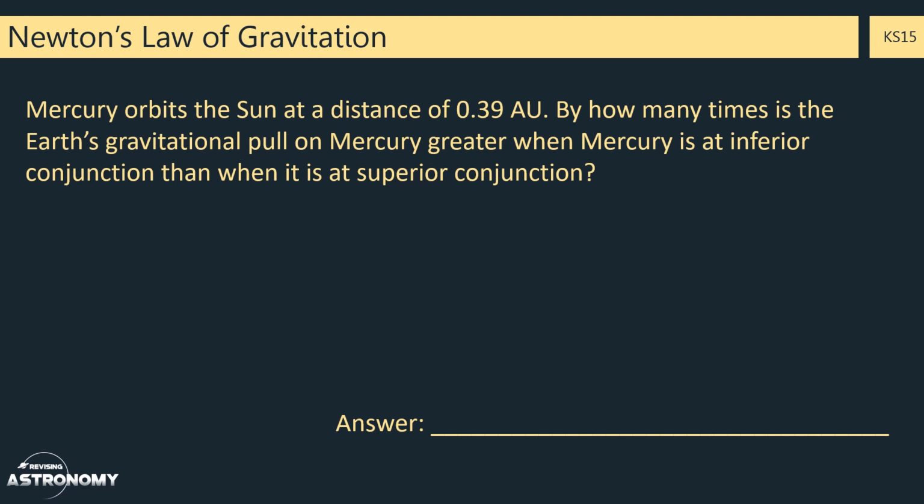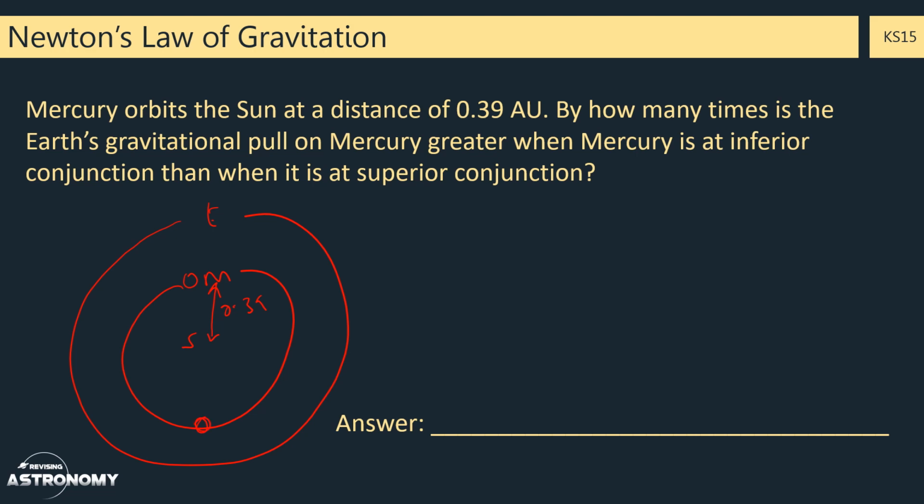Mercury orbits the Sun at a distance of 0.39 astronomical units. So there's Mercury, there's the Sun, so it orbits at a distance of 0.39 astronomical units. By how many times is the Earth's gravitational pull on Mercury greater when Mercury is at inferior conjunction than when it is at superior conjunction? So we've got 2 locations for Mercury. So this would be superior conjunction, and over here would be inferior conjunction.